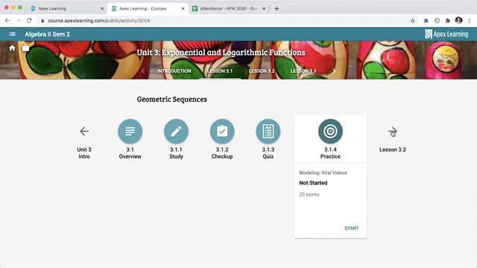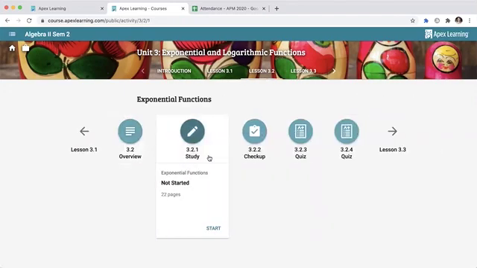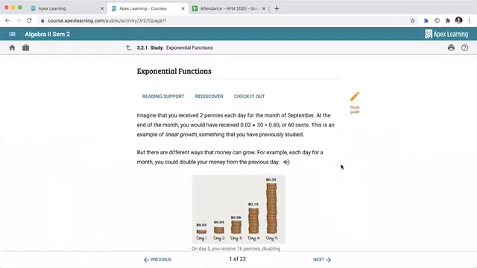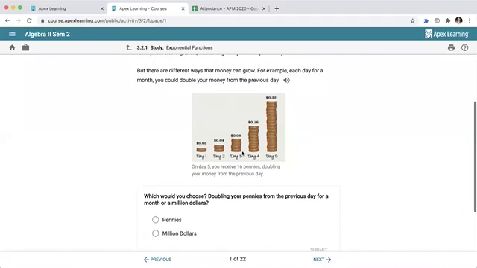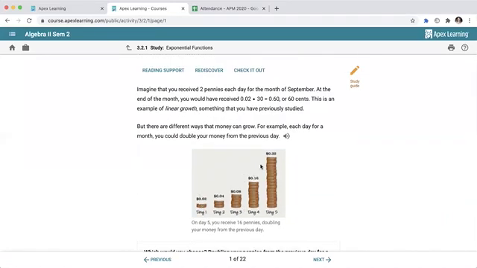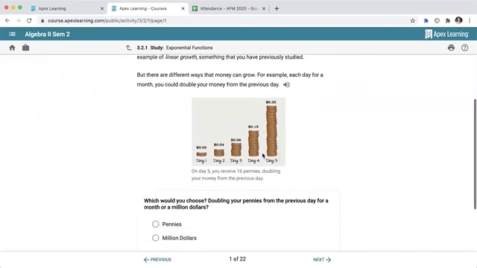Then looking at lesson 3.2, this is talking about exponential functions. We just got introduced to what that graph might look like. To highlight this, we talked about linear growth, which would have a straight linear line, but there are different ways that money can grow.